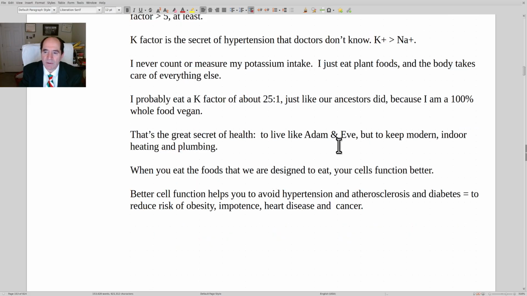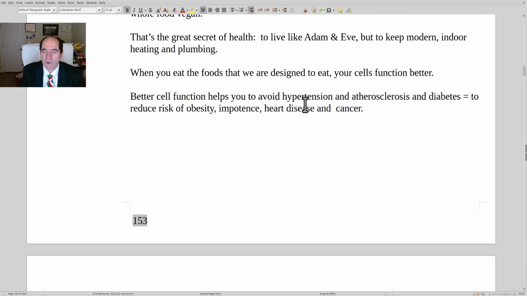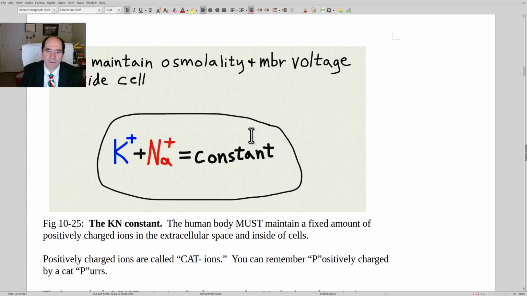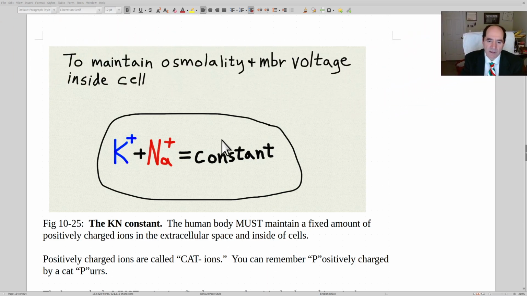Like I said, live like Adam and Eve, but keep your indoor heating and plumbing, and you'll probably be pretty healthy. And when you avoid hypertension and atherosclerosis and diabetes, you also lower your risk of obesity, impotence, heart disease, and cancer. And I talked earlier about how you've got to maintain the amounts of your cations to not have cell swelling and osmolality problems.